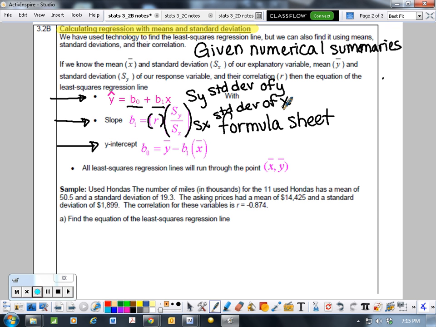We can calculate our y-intercept by taking our means. This is the mean of my y and the mean of our x, and we plug that in. Why do we plug in the means? It's because the regression equation will always go through this point. It always goes through the mean of our x and the mean of our y. And that's something else: these little details pop up in multiple choice questions all the time.